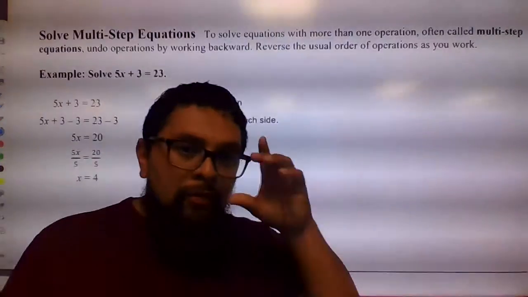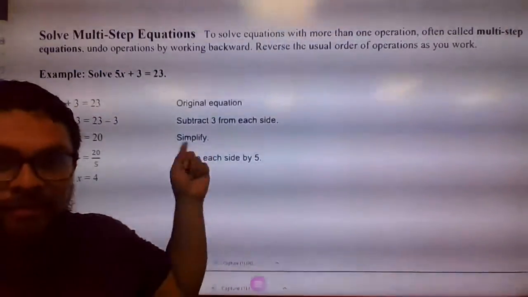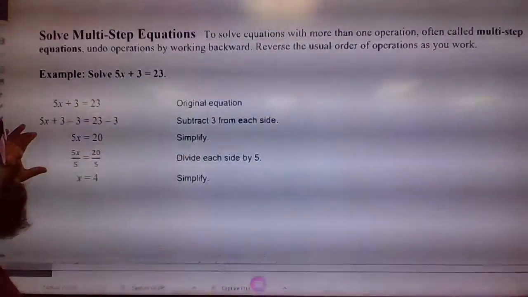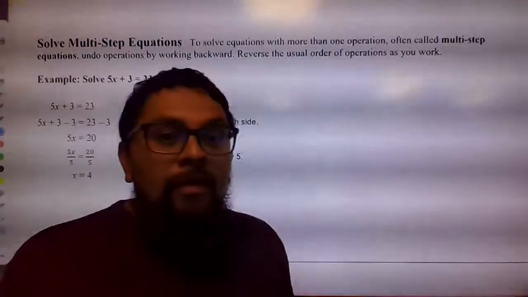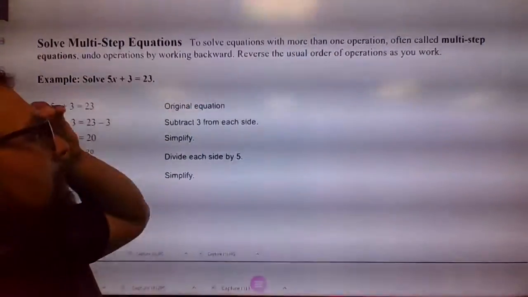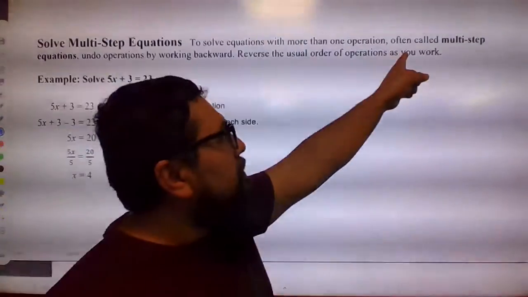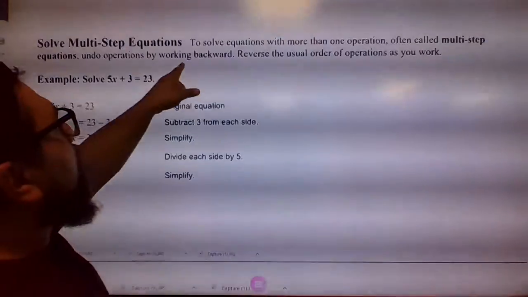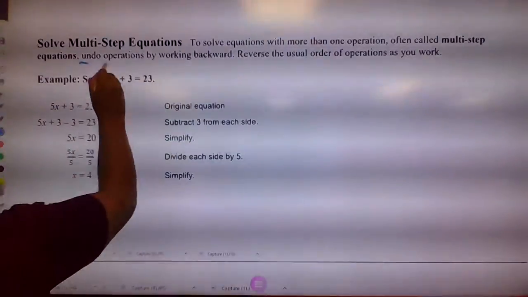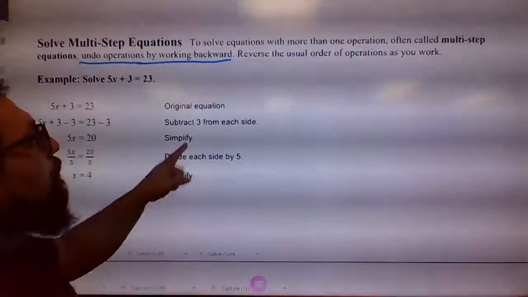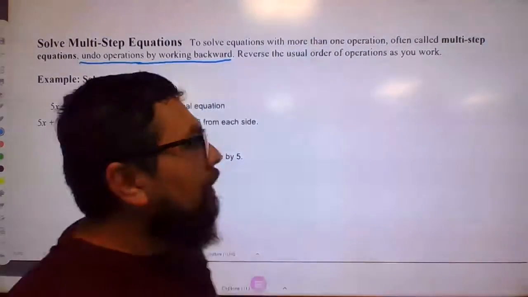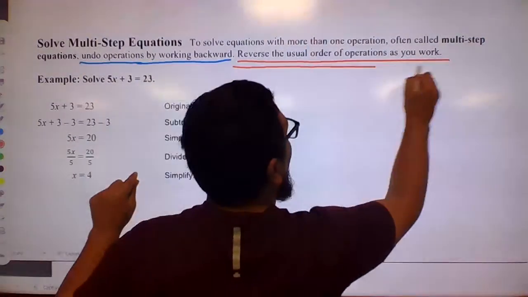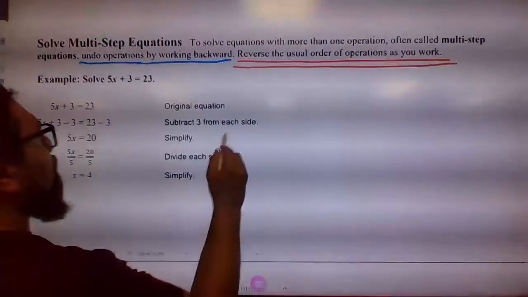All right, so we are on the bottom of page 17 of 2-3 of the front. So we're going over these problems. Let me see if you guys can see this one. Yeah, there you go. All right, so we're going to solve multi-step equations. To solve equations with more than one operation, often called a multi-step equation, undo operations by working backwards. Reverse the usual order of operations as you work. That's very important. Reverse the usual order of operations. I'll double underline it. And I'll even highlight it for you guys.